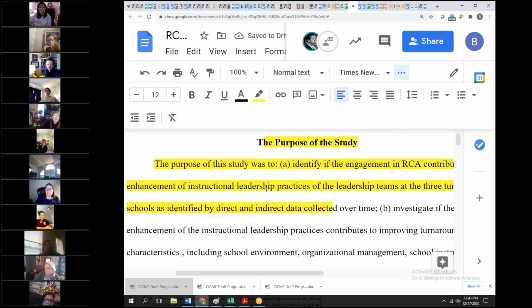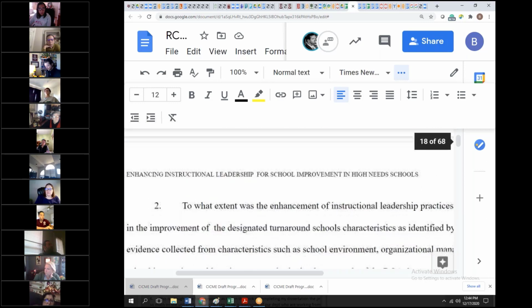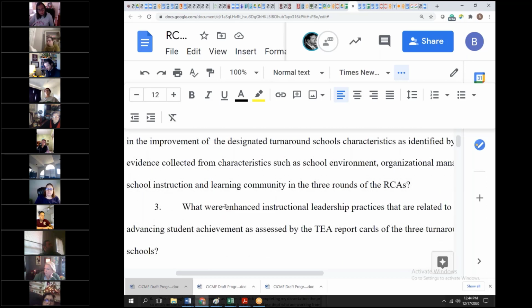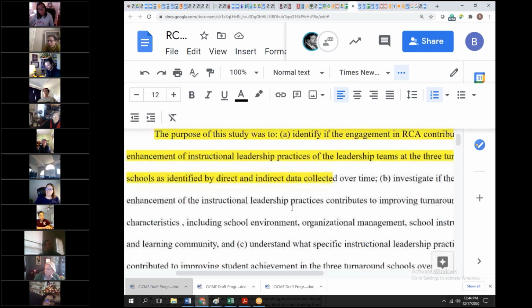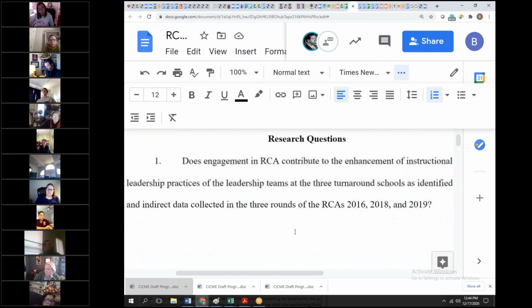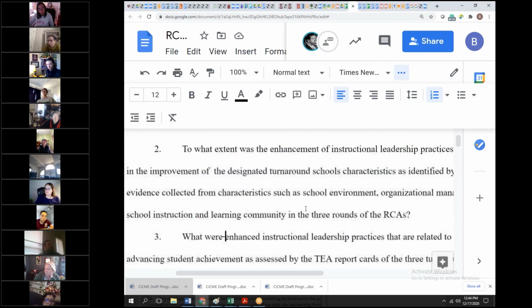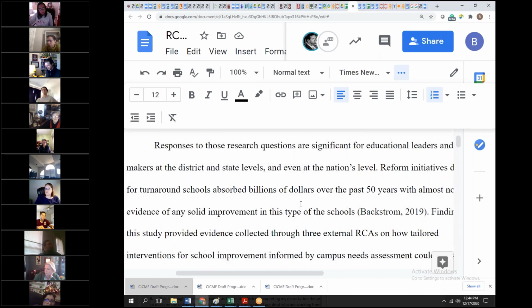So here's the purpose, and that's the three things again. We state that again. So you'll notice there are three questions, and we are saying the same thing from the purpose statement in the research questions. So it basically states the same, similar commentaries there.